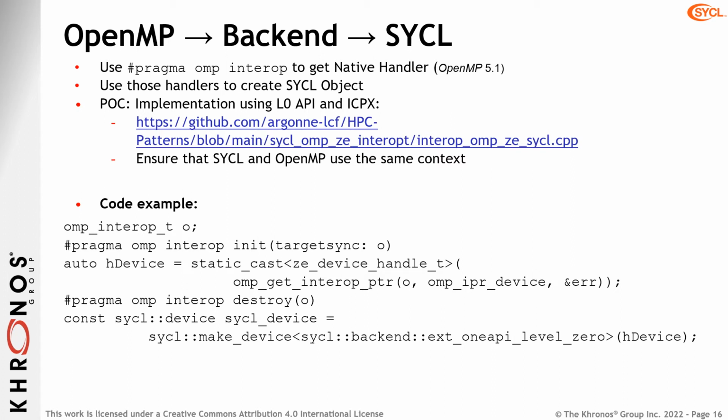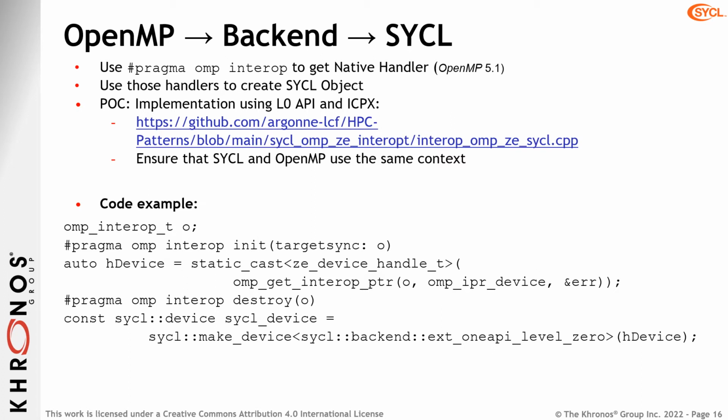We have a proof of concept implementation in the repo below, using Level Zero as the middleman and ICPX as the OpenMP and SYCL compiler. I will not go deep into the detail, you can look at the code. I think the only major trick is to be sure that SYCL and OpenMP are using the same context, the same memory context. So both can interop without any problem.